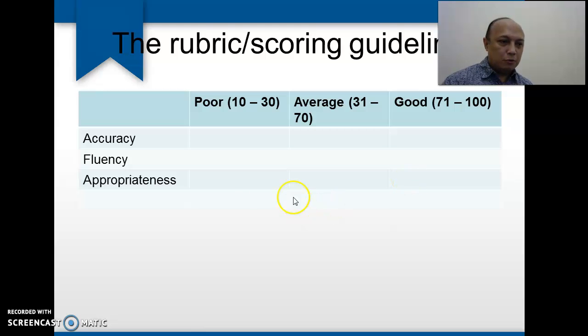Appropriateness, okay, you can see that most of his utterances are appropriate. So you put a 95 here or 90. And then that's it. You have the scores for each of the sub-skills of speaking of somebody's performance. That's the idea of using the rubric or using the guideline in order to score a speaking performance. Clear now? Okay, very good.